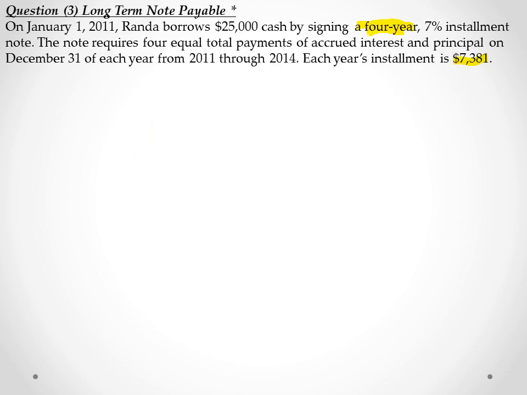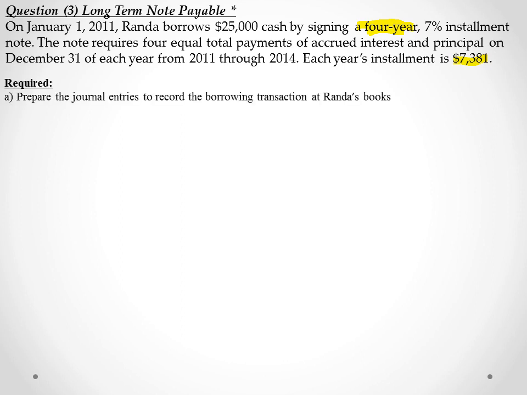So let's now discuss an exercise which is related to long-term notes payable. On Jan 1st, 2011, Rhonda borrows $25,000 cash by signing a 4-year 7% installment note. The note requires 4 equal total payments of accrued interest and principal on December 31st of each year from 2011 till 2014, and each year's installment is calculated to be $7,381.